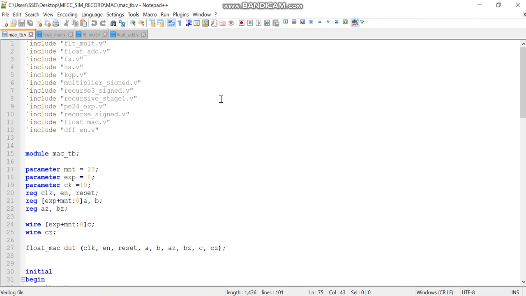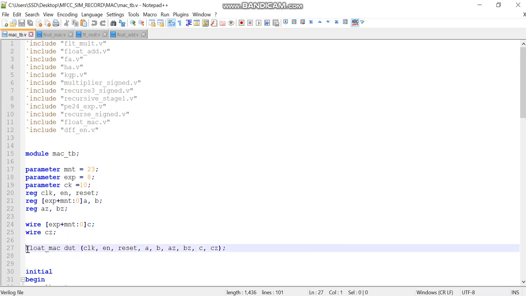The basic operation of a multiply and accumulate unit is that we can have multiple inputs, let's say A1, B1, A2, B2, A3, B3 and so on. The first set of inputs are multiplied and then added to the next set of inputs. That is A1 into B1 plus A2 into B2 plus A3 into B3 and so on. This is how the MAC operation happens.